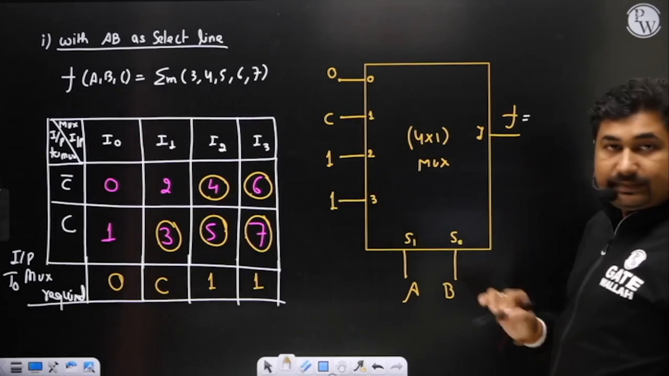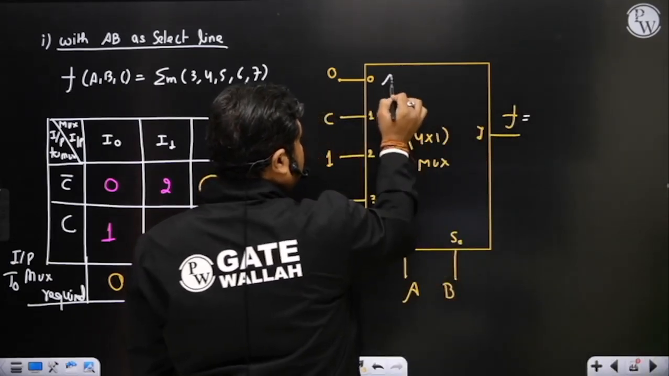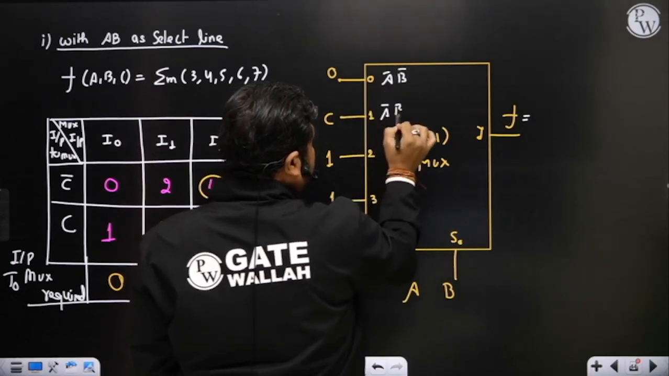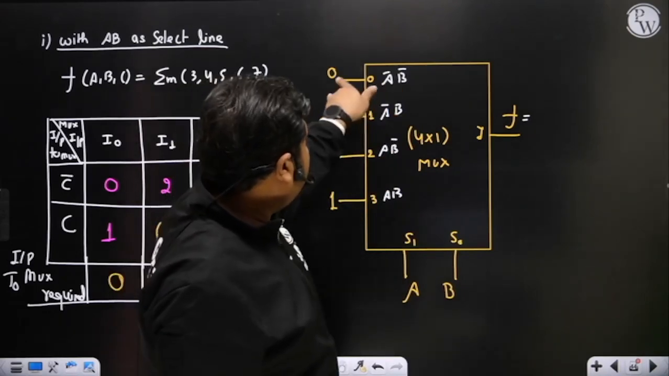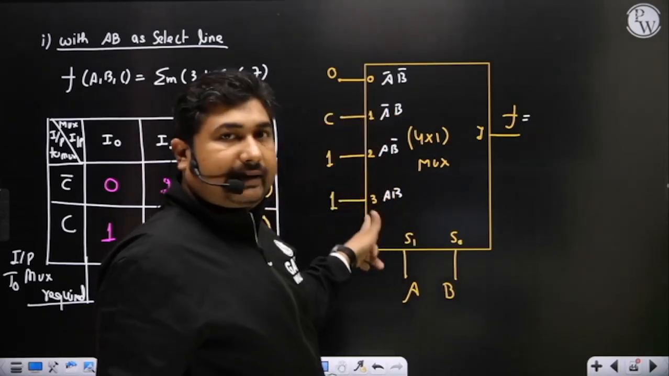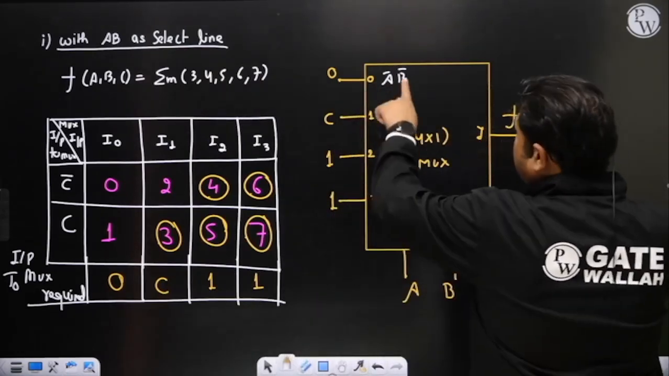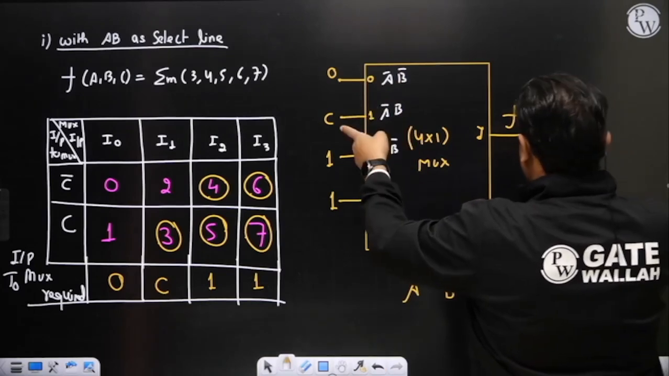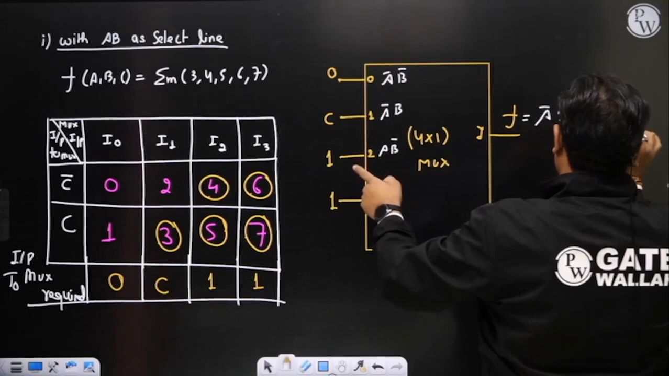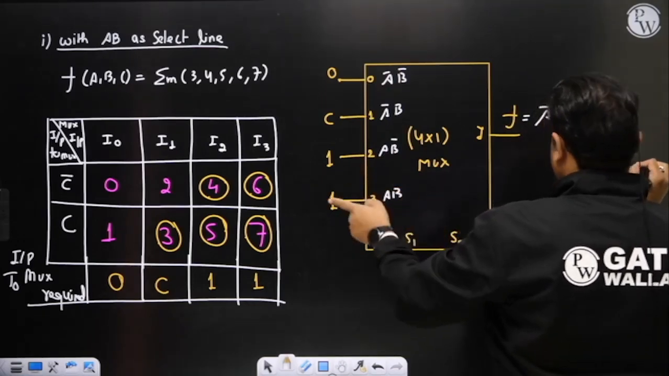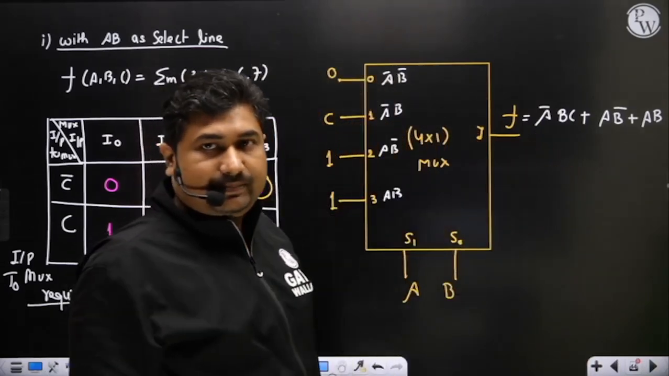So please observe here. Sir, A bar B, A B bar, and A B are available here because of the select lines. This is going to be multiplied with the input, and the entire thing is going to be ORed, which means added. So first is 0 multiplied, so 0. Sir, the next will become A bar B C, plus this will become A B bar, plus this will become A B.